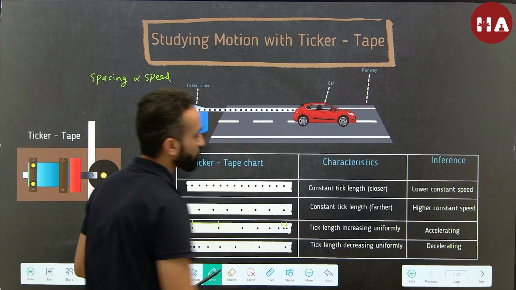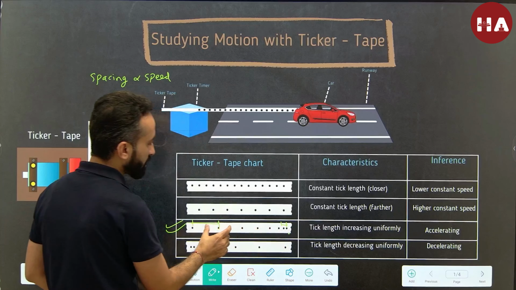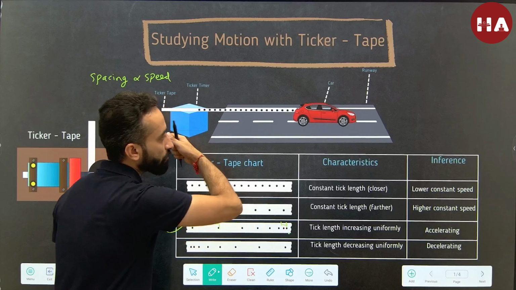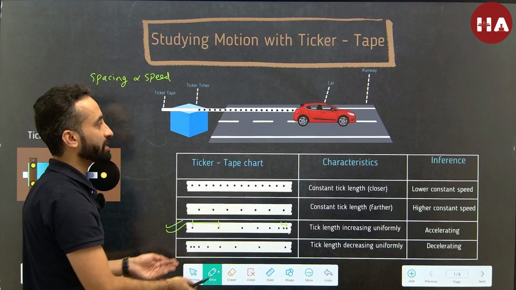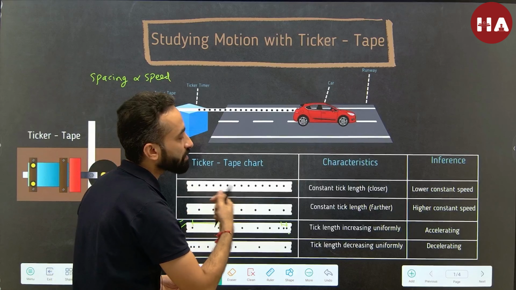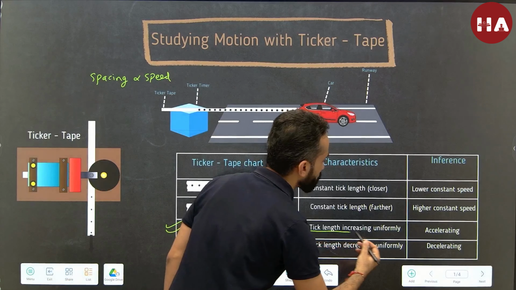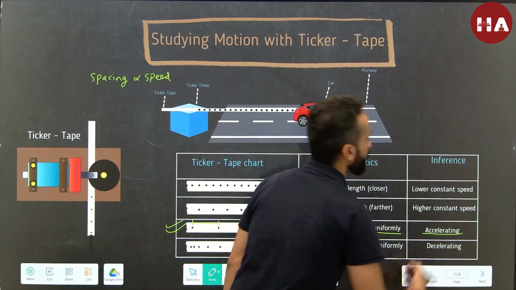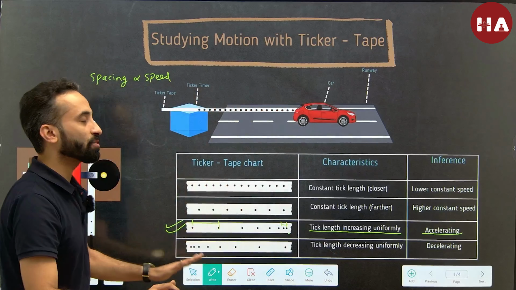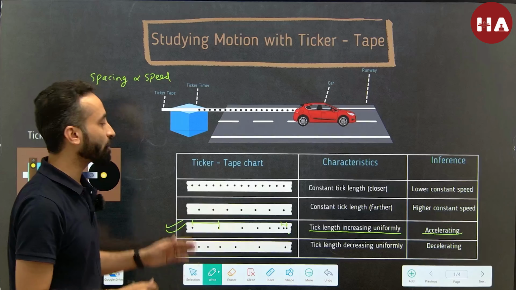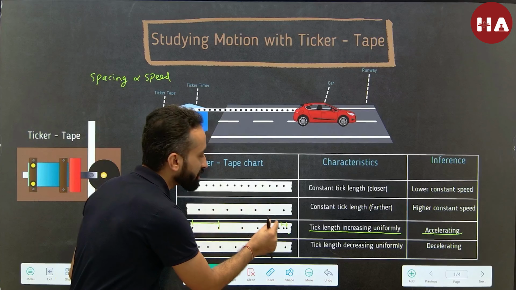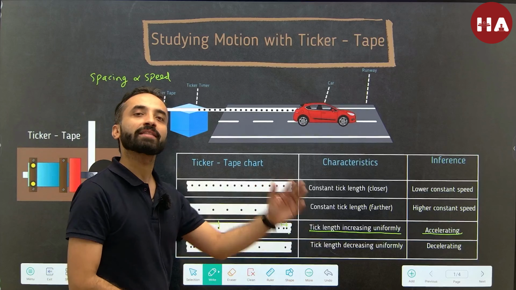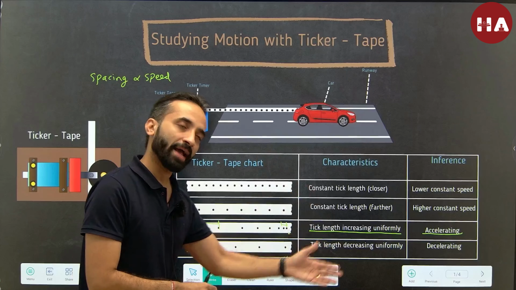So initially you can see the dots are closer, then they are becoming further and further apart. That means the speed of the object pulling the ticker tape is increasing. So the tick length is uniformly increasing, and we can say that it is accelerating. Uniformly or non-uniformly, we are not focusing on that right now, but one thing is certain: the spacing is increasing, and if the spacing is increasing, that means the speed is increasing, and that means the object is accelerating.